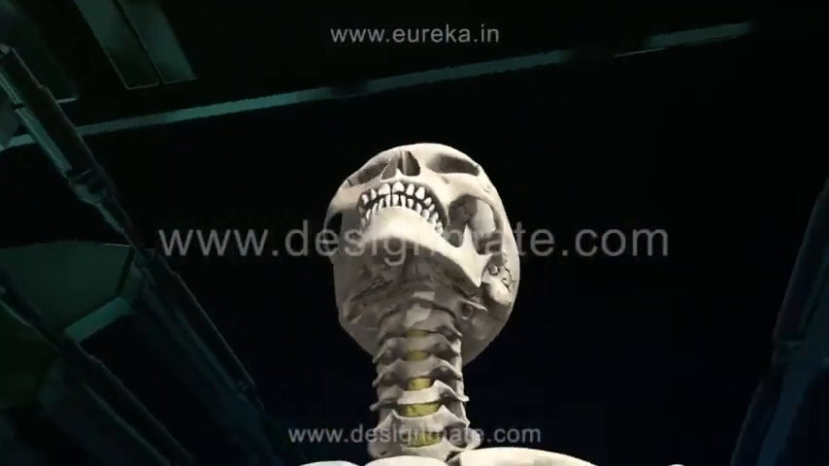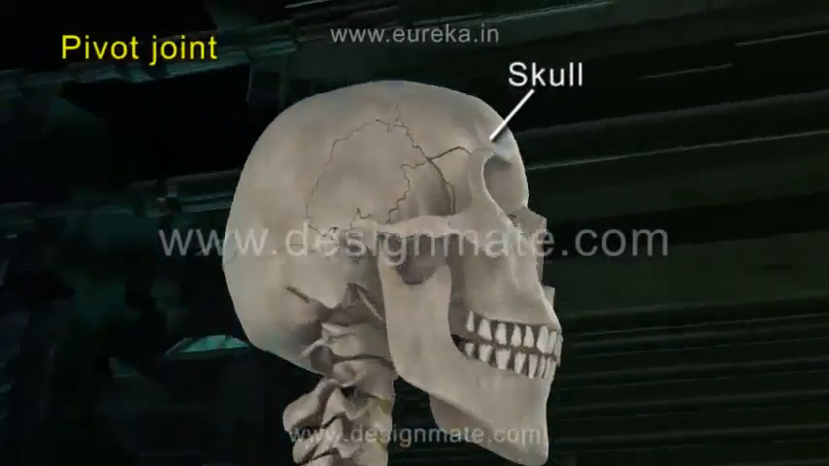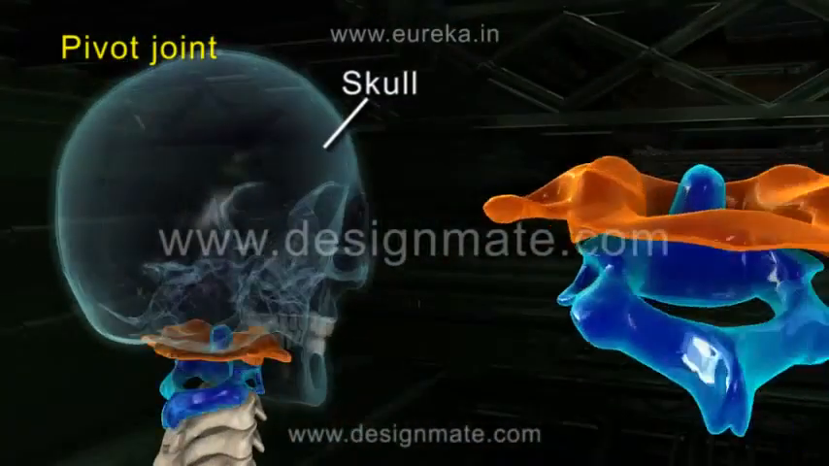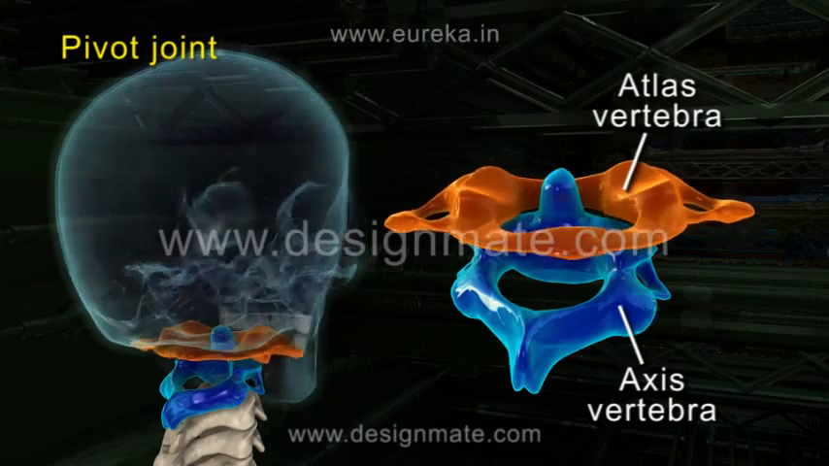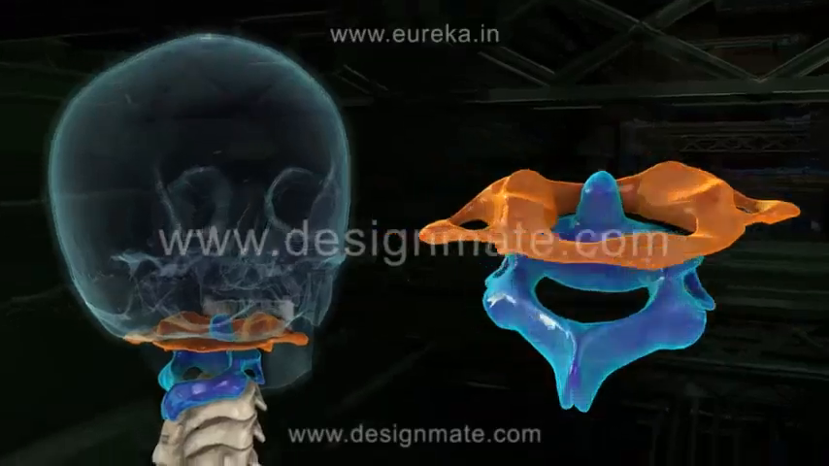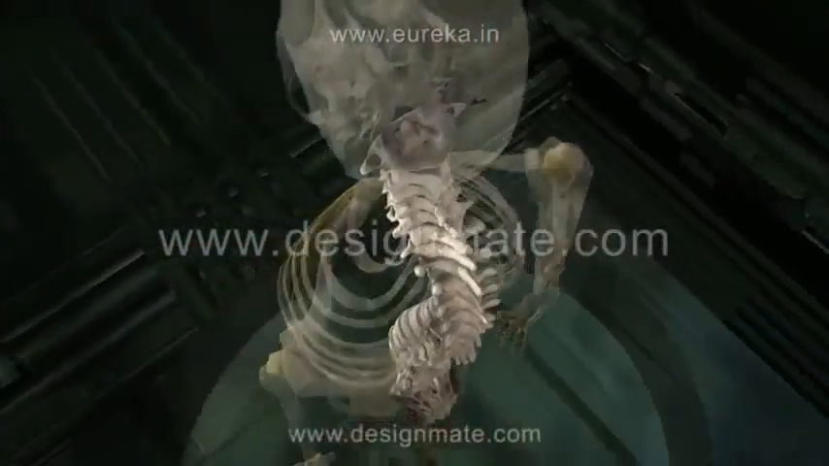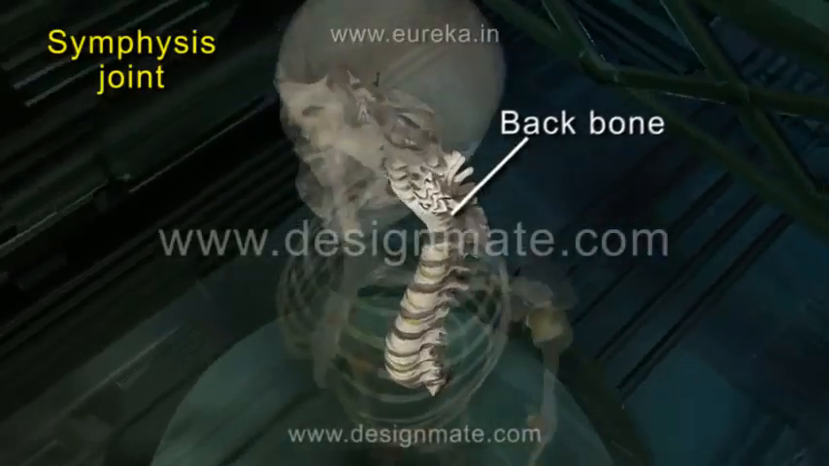As we look at the nodding movement of the skull, it shows the pivot joint between the skull and the atlas and the axis vertebrae. Here, the ring-like structure of the atlas vertebra articulates with the peg-like projection of the axis, helping in the rotary movement of the head. The next type of joint is also seen between the vertebrae of the backbone.